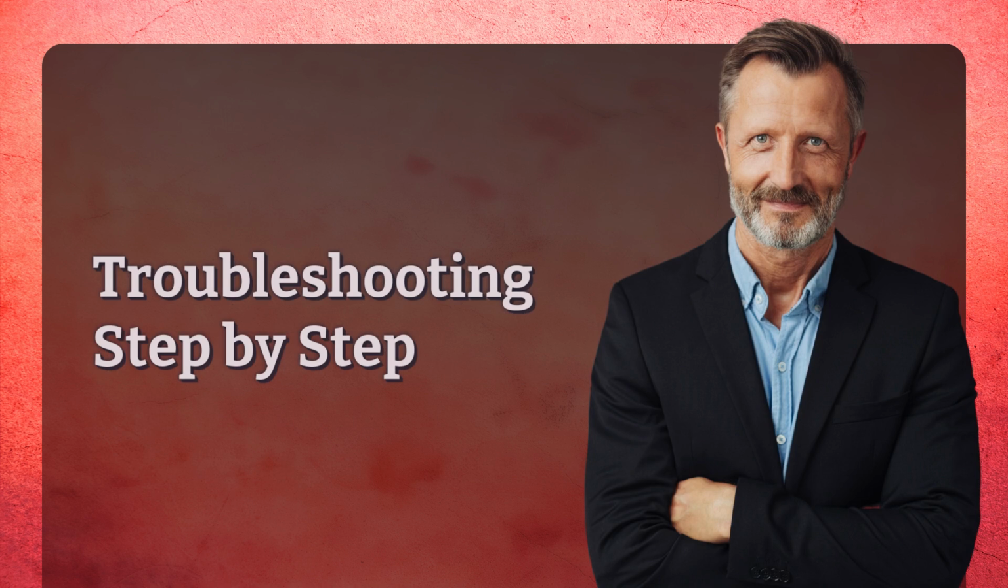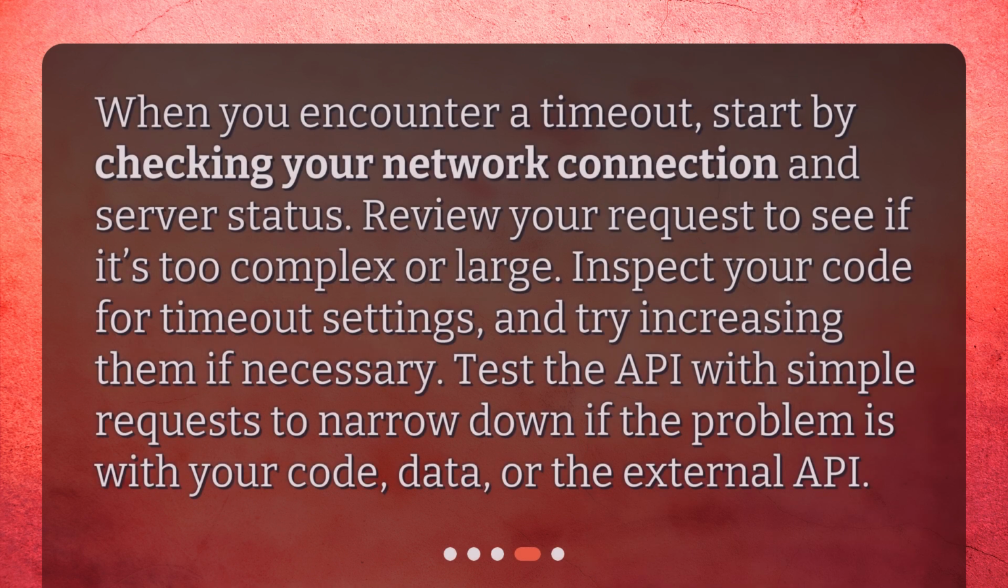Troubleshooting step by step. When you encounter a timeout, start by checking your network connection and server status. Review your request to see if it's too complex or large. Inspect your code for timeout settings and try increasing them if necessary. Test the API with simple requests to narrow down if the problem is with your code, data, or the external API.